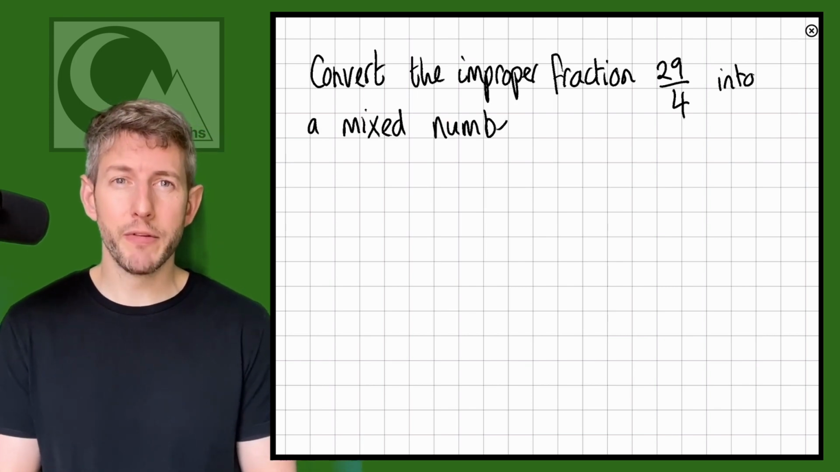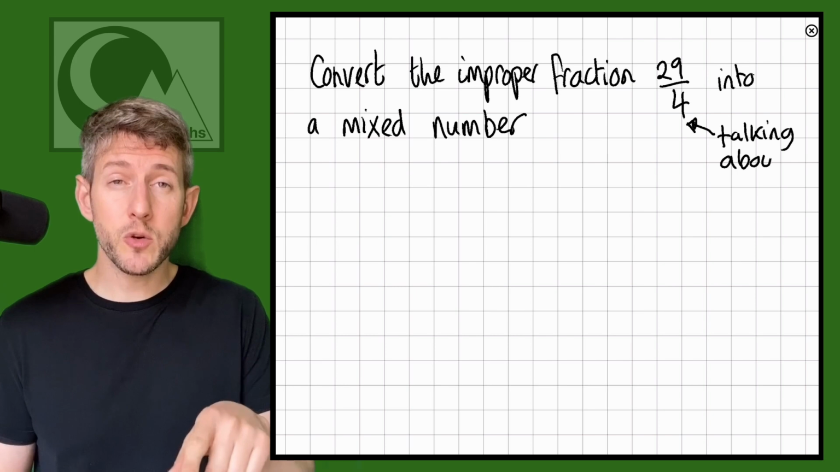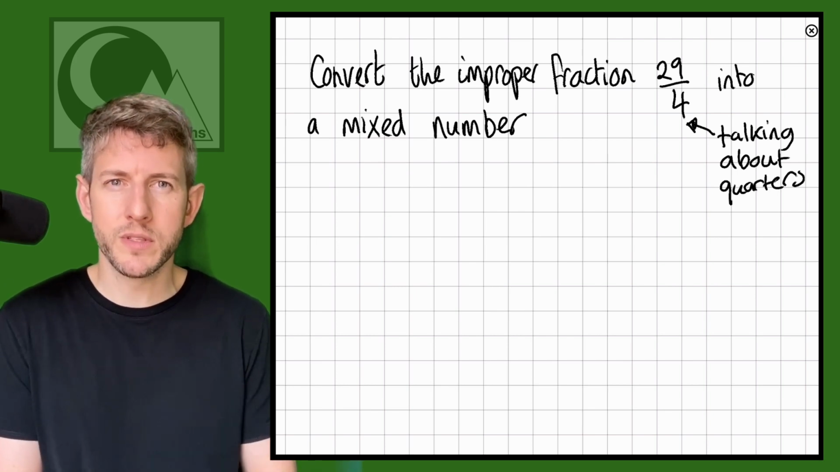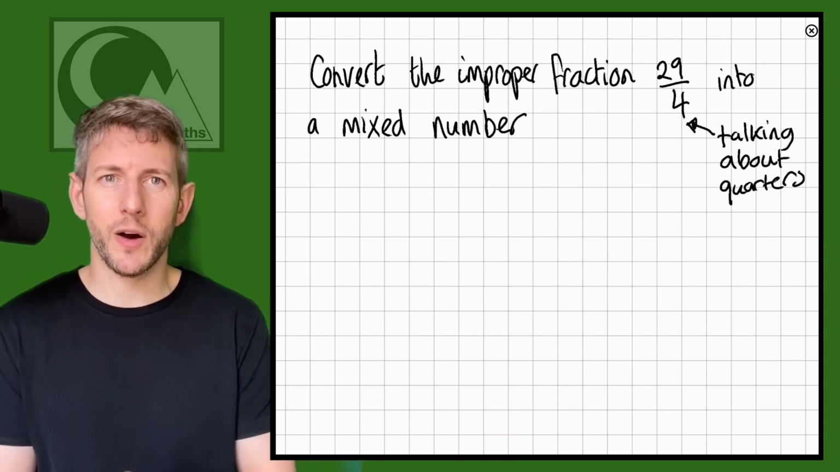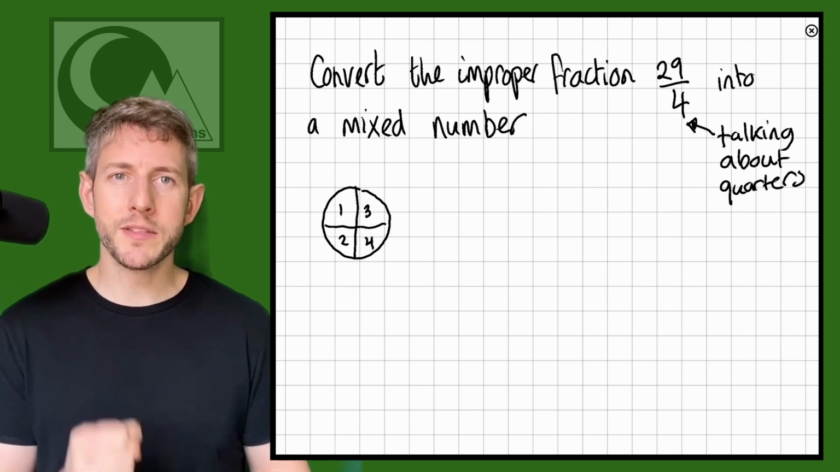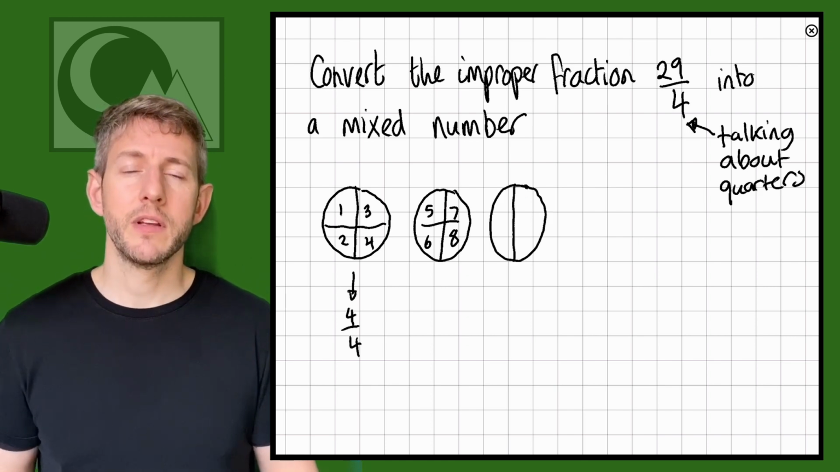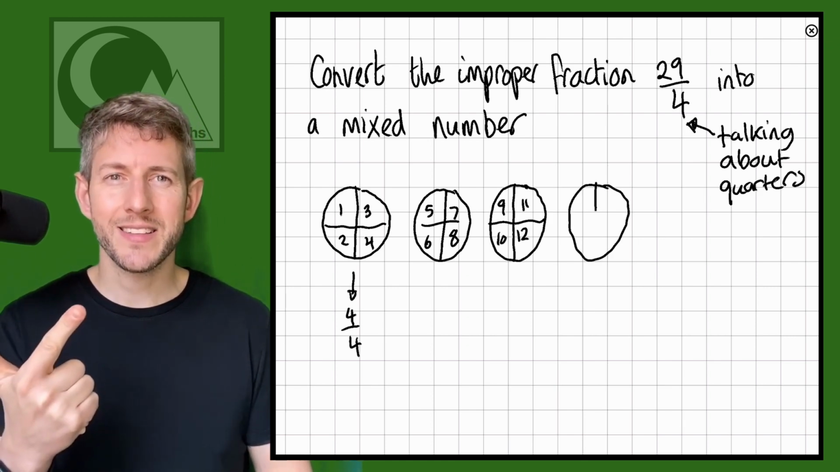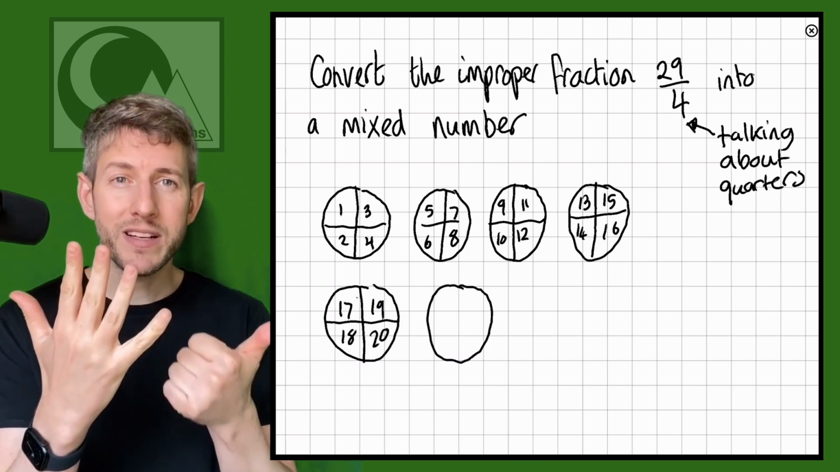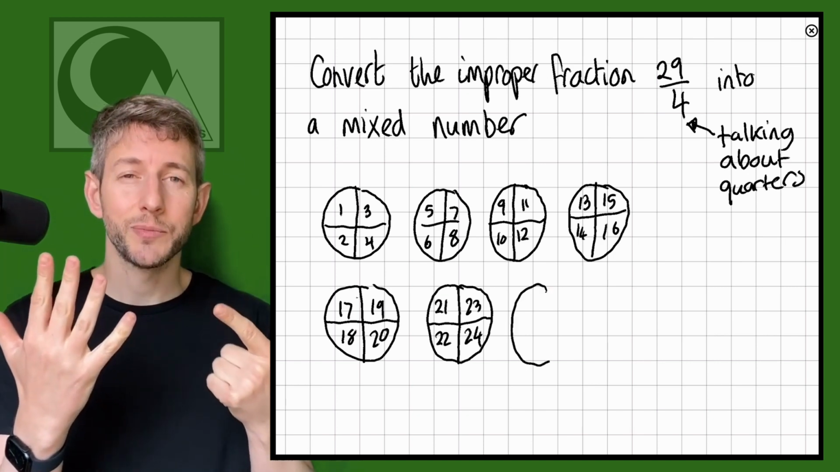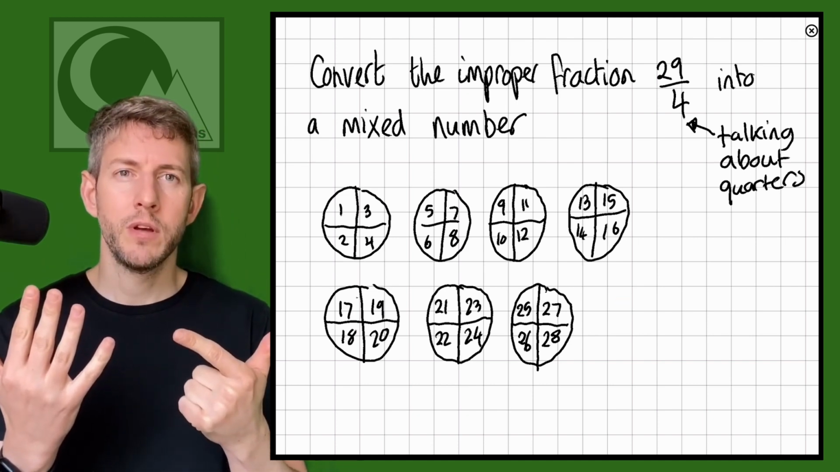This is 29/4. So remember, we look at the bottom number and we look at what we're talking about. So if we're talking about over 4, that means we're talking about quarters. So we want to see, well, we're going to collect our quarters together into wholes. So we know that 4/4 makes a whole. So how many groups of 4 are there in 29? So we've got 4, 8, 12, 16, 20, 24, 28. So we have 7 full groups of 4 that fit into this.